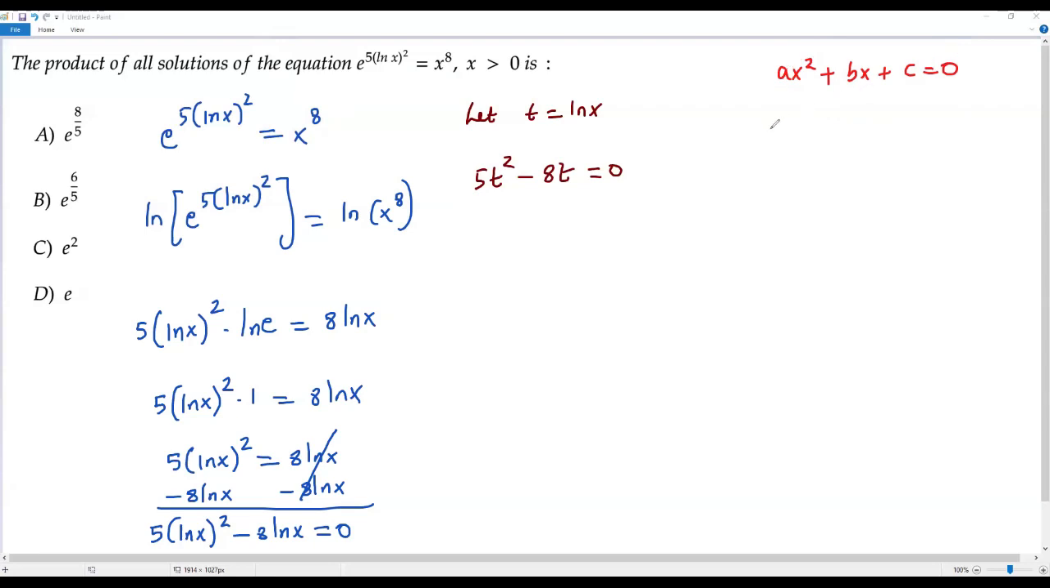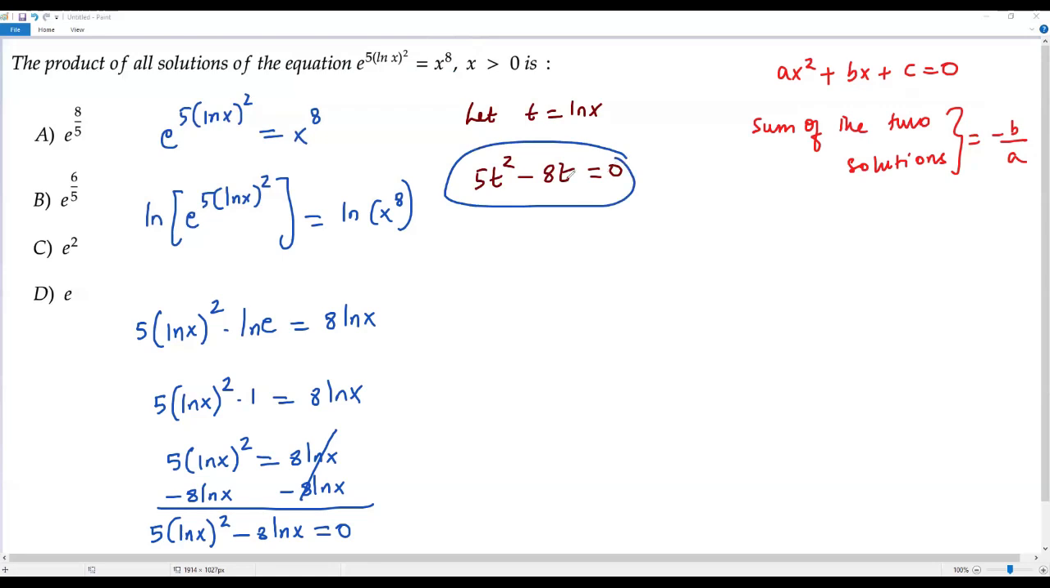So what do we have to do? There is a formula for that one. Let me write it over here. Sum of the 2 solutions. The formula is negative b over a. So this is the formula. Negative b over a can be used to get the sum of the 2 values of x in this quadratic equation. Here the original variable we have in the problem is x, but now we have the new variable t.